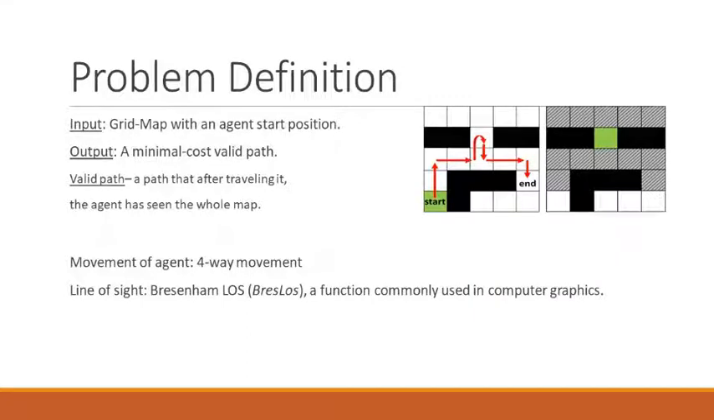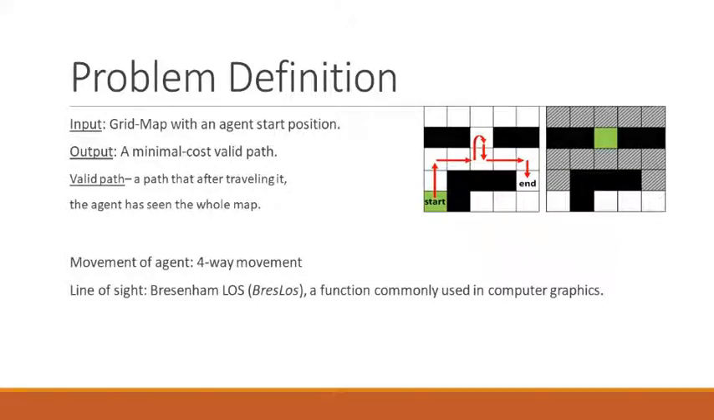The input of this problem is a grid map and an agent starting location. The output of the problem is a minimal cost valid path. A valid path is a path such that after traveling it, the agent has seen the whole map. You can see in the left picture that the agent is starting at the bottom left cell, and the solution is presented as red arrows. The movement of this agent is up, down, left or right, meaning four-way movement.